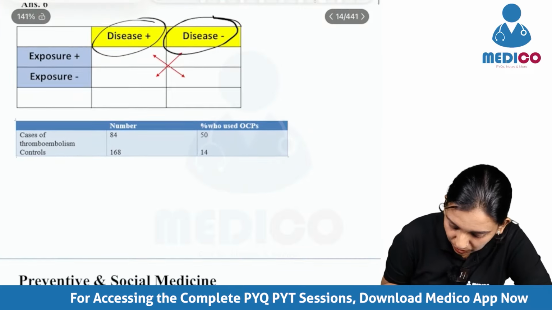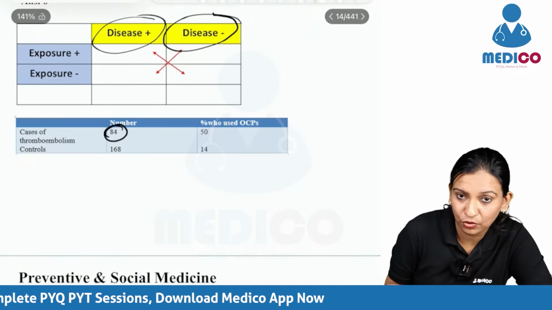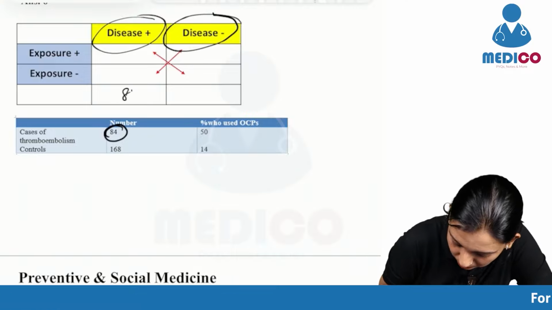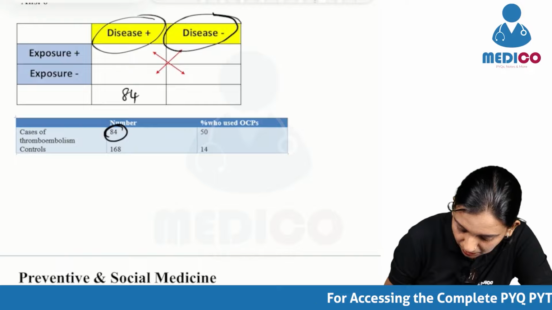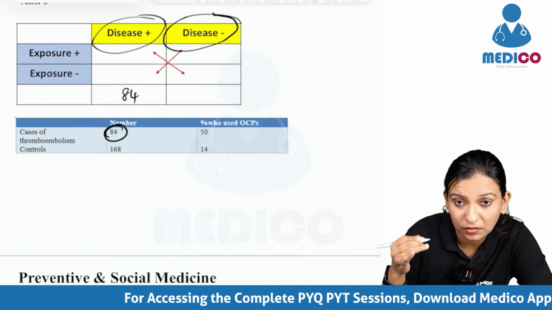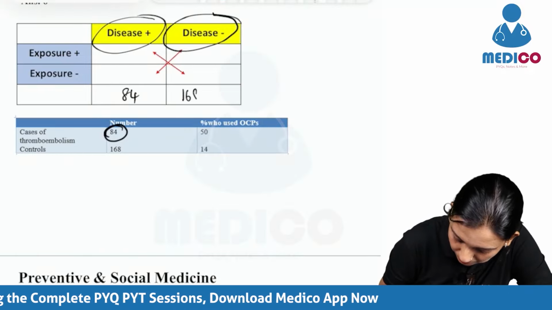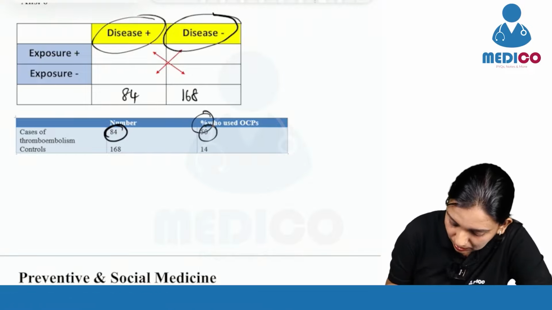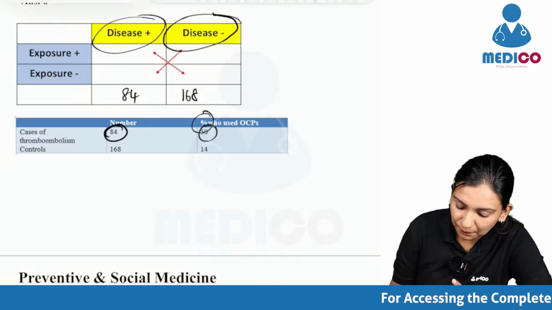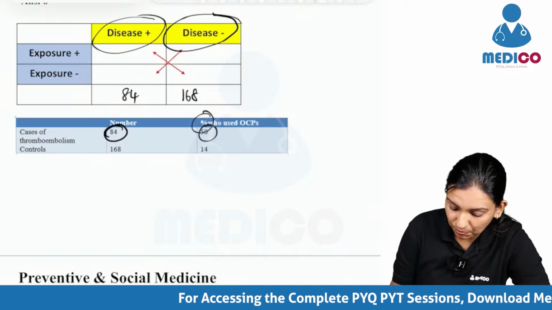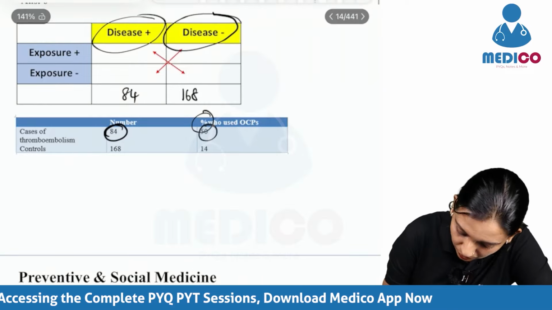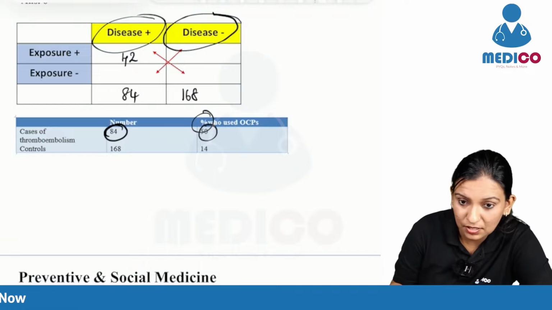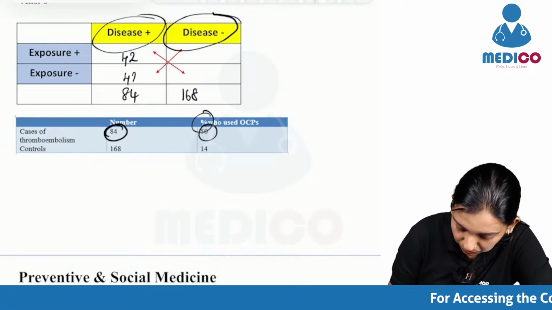What they have given: you have 84 cases of thromboembolism. That is, you have a total of 84 persons who are diseased. So 84 comes here, okay? And then you have 168 people who are not diseased, or who are controls. So that is here. The question says, out of the 84 cases of thromboembolism, 50% have used OCPs. So what is the number of people who were exposed to the OCP? That is 50% of 84, which is 42. Here obviously it is those who are not exposed, but they got the disease. Here it is 84 minus 42, again 42.